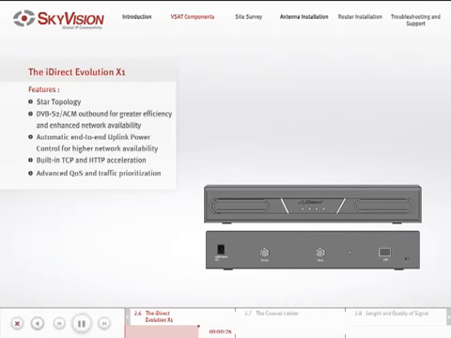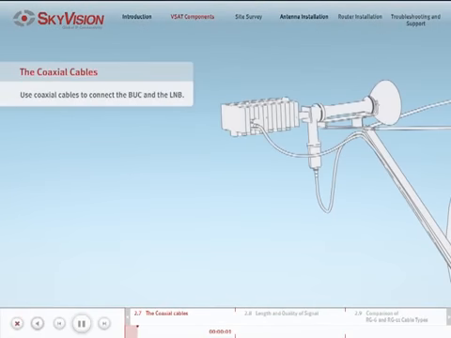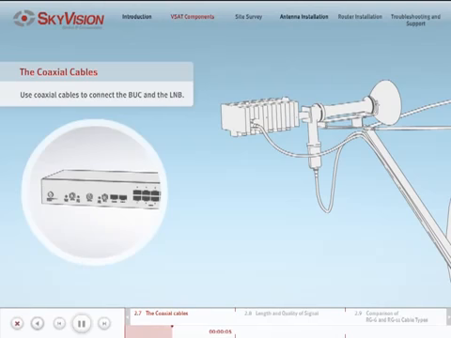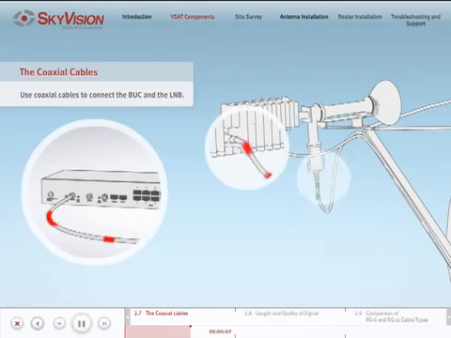The default IP address for the satellite router is 192.168.0.1. Coaxial cables are used to connect the iDirect satellite router to both the BUC and the LNB.